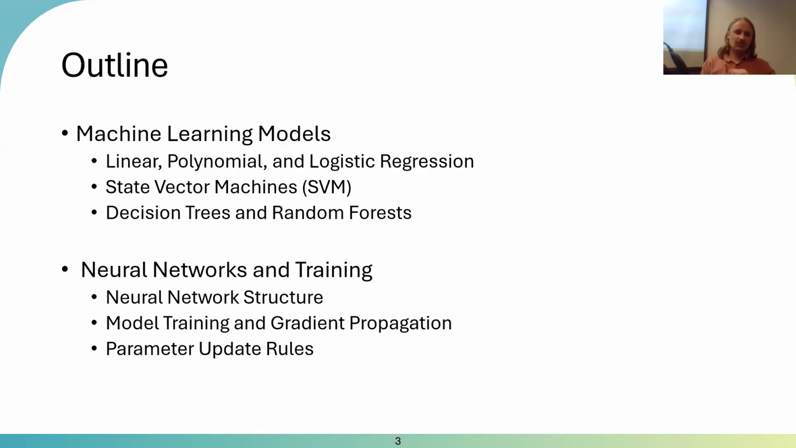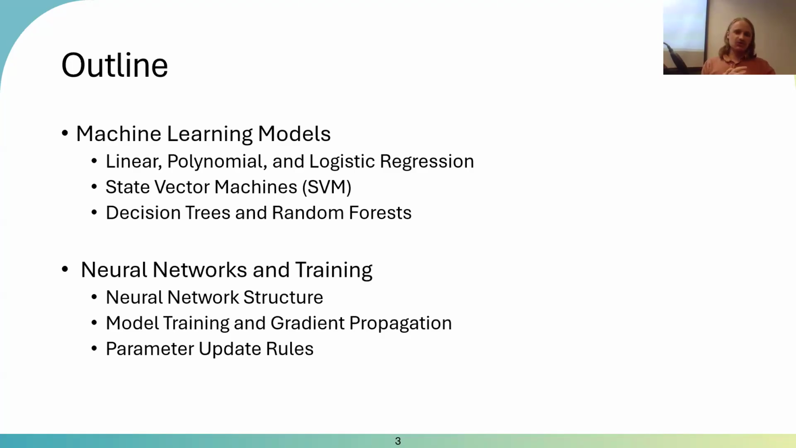So for today, our focus is going to be on a brief overview of various machine learning models that are not neural networks. This is just a survey, so I'm not going to go into extensive detail, but of course, if anyone has questions they'd like to know more about, please feel free to interrupt and just ask at any point. I'll start by going over linear, polynomial, and logistic regression, and then explain a bit about what support vector machines are and how they're used, and then give a brief overview of decision trees and random forests.